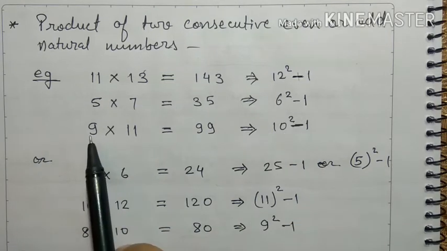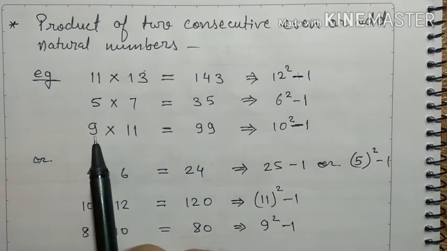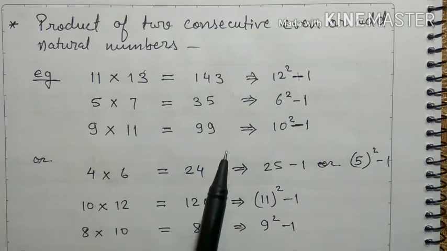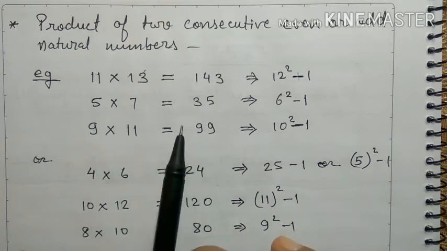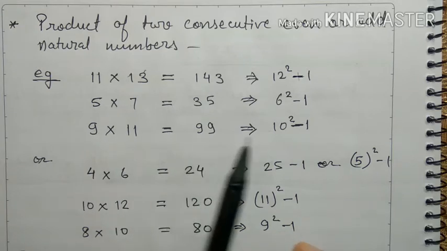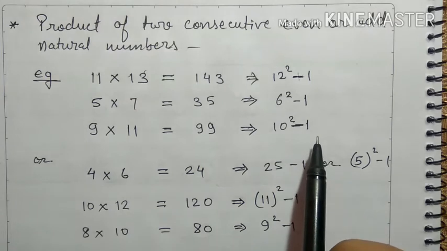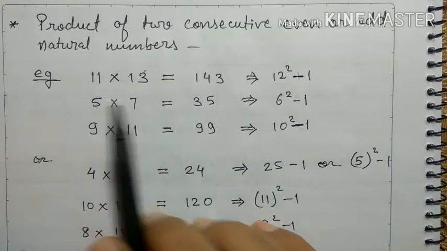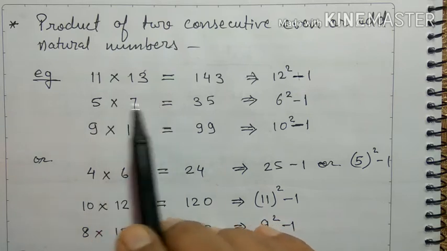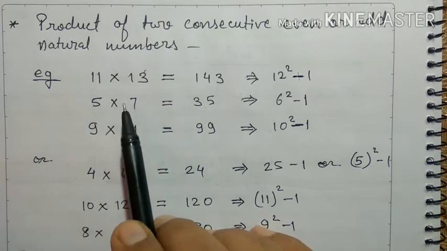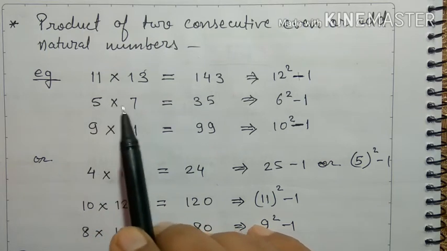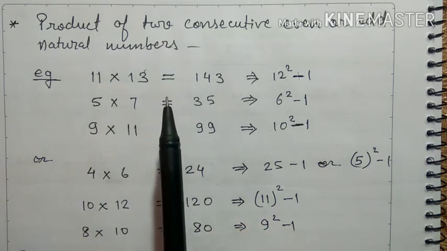So if it is 9 into 11, again 9 and 11 are two consecutive odd numbers, so what is the answer? The result is 99, and 99 is what? 1 less than 100, and 100 is the square of 10, so 10 square minus 1. So it means if we multiply any two consecutive odd numbers like 5 and 7, the number that lies in between 5 and 7, that is 6, the product is 6 square minus 1, right?